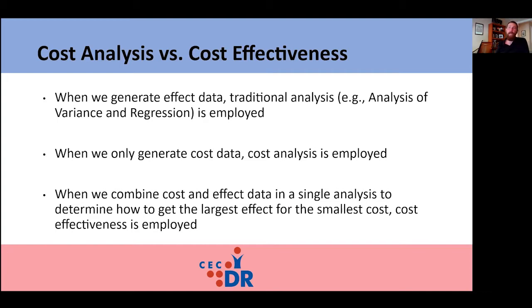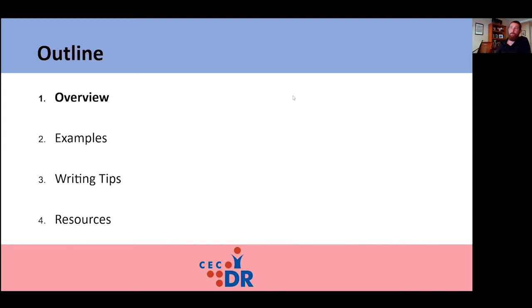Finally, when you combine cost and effect data in a single analysis to determine how to get the largest effect for the smallest costs, you employ cost effectiveness. So you're kind of mixing the two for that one. So that was just a very quick overview. And now we'll move on to some examples.